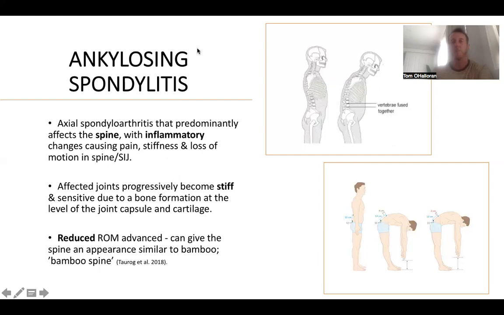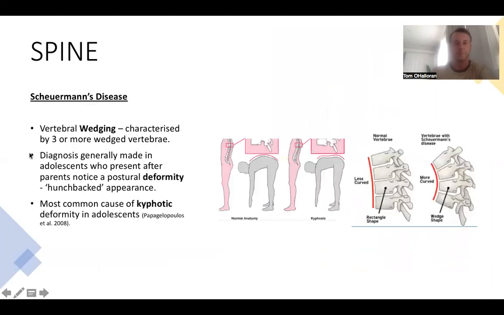But you can only really tell this through kind of inflammatory tests, blood tests, check HbA, I think it's called, markers. Then we've got Scheuermann's or Sherman's. So this is vertebral wedging. So instead of the kind of rectangular vertebrae, we actually have wedged vertebrae, characterized by 3 or more wedged vertebrae, and usually diagnosed in teens, where parents see that kind of hunchback appearance and they start to get worried, or the kid is getting really sore.